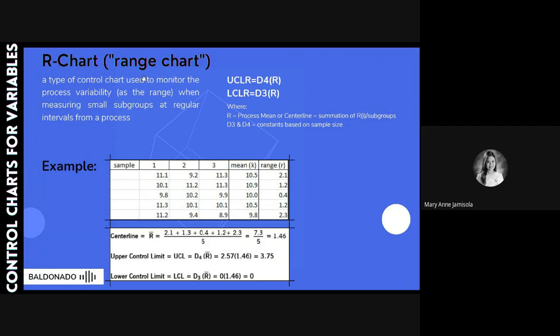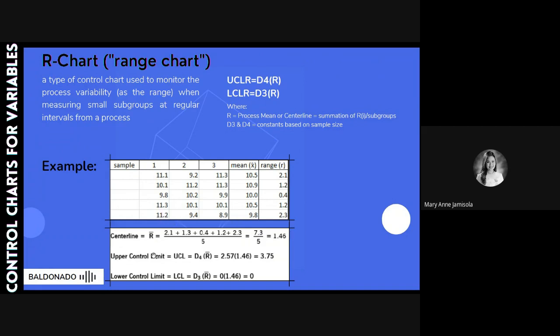The R chart is a type of control chart to monitor the process variability as the range when measuring small subgroups at regular intervals from a process. R actually represents range, so that is why it's called R chart. To compute the upper control limit and the lower control limit of the R chart, we have the following formulas. These have constants based on the sample size, and R represents the mean or the average.